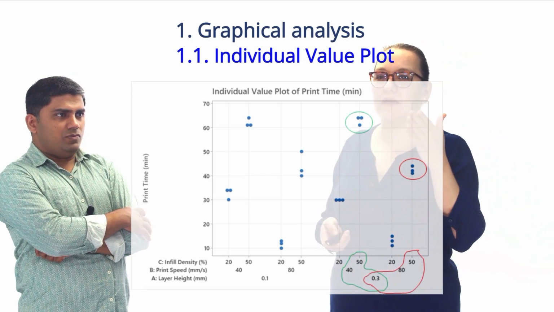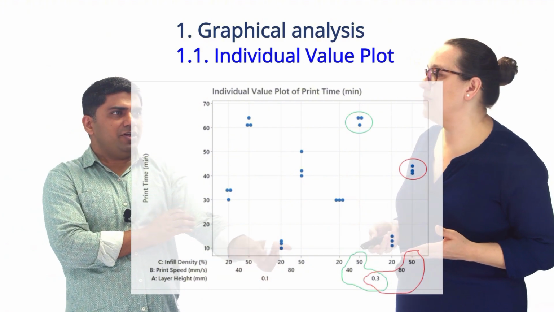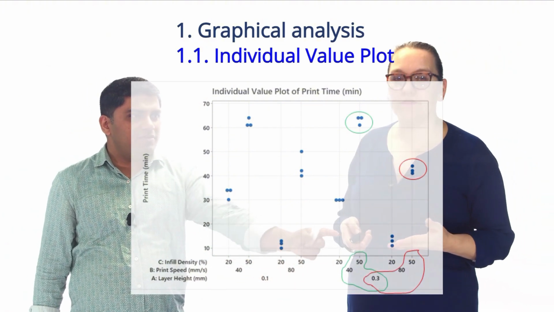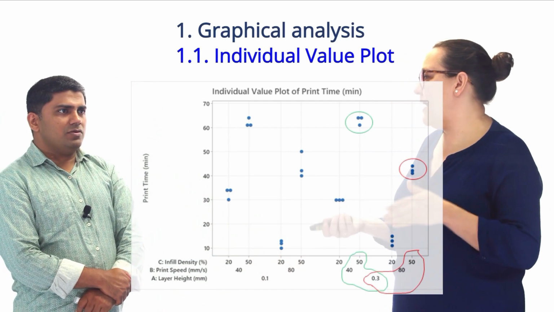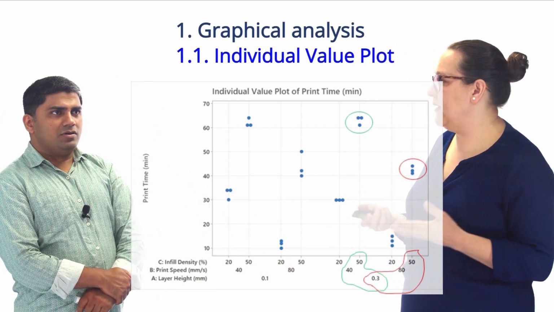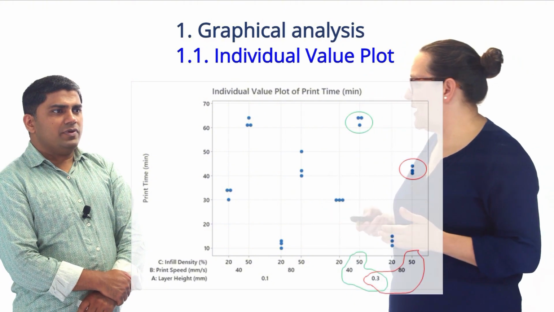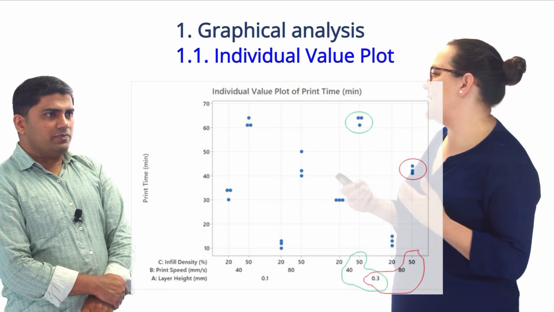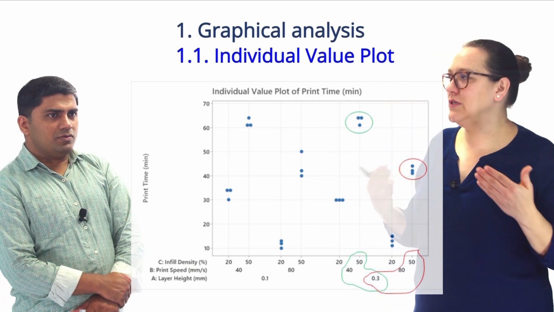So the one that is in green is one particular combination: 0.3, 40, 50. And the red is 0.3, 80, 50. So the red is higher speed than the one in green. So you can find all the different combinations. And with this plot, we can start getting some insights of this relationship of the inputs and the outputs.